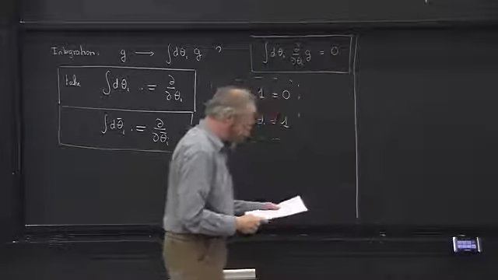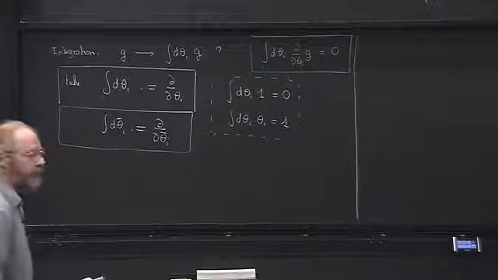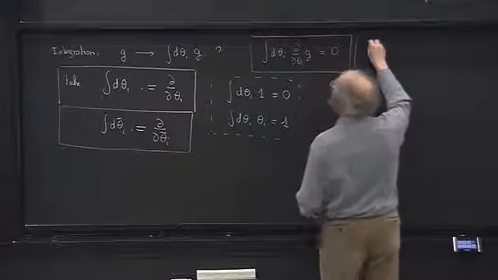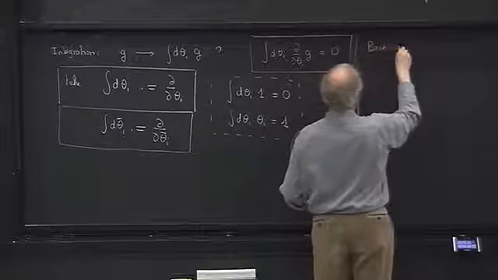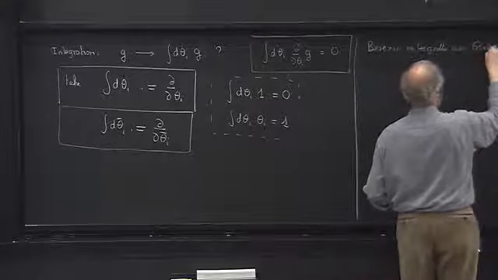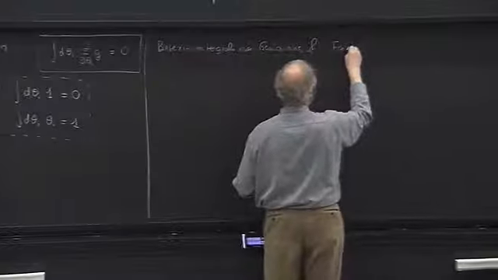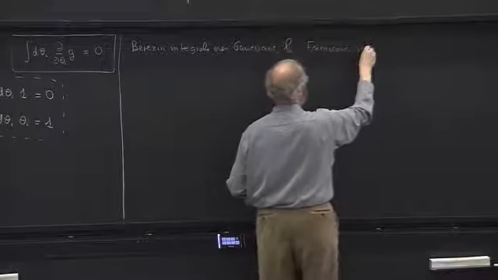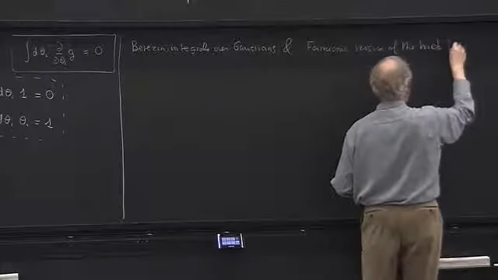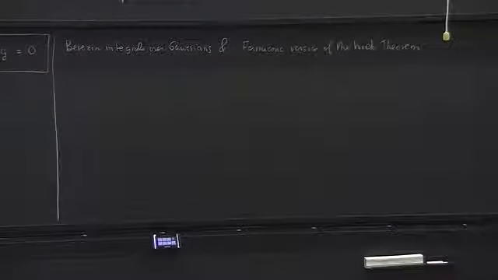Now, of course, these rules of calculation are useful because you can perform integrals over Gaussians. So we can perform Berezin integrals over Gaussians and recover a fermionic version of the Wick theorem. So that's why this mathematically a bit involved construction is very useful.